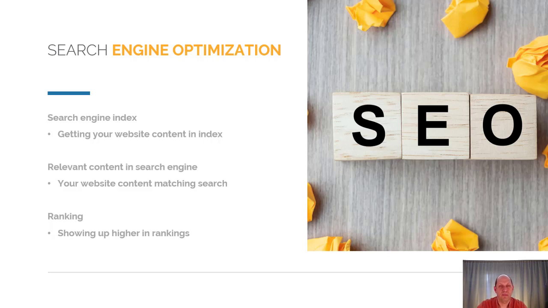But people want good results. So search engines try to rank information by how relevant it is. So you want to make sure that your website content matches the search that is being performed. But because there is so much content on the internet, the next step is to try and optimize to see if you can get better rankings, which basically means showing higher in the search engine results.